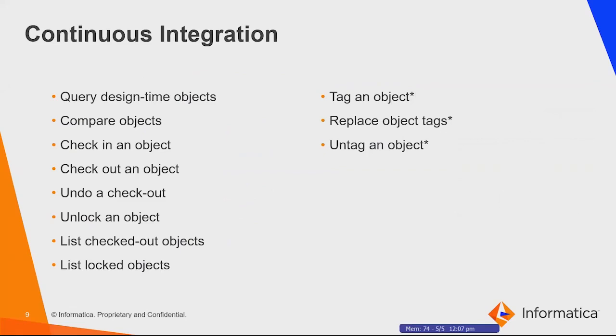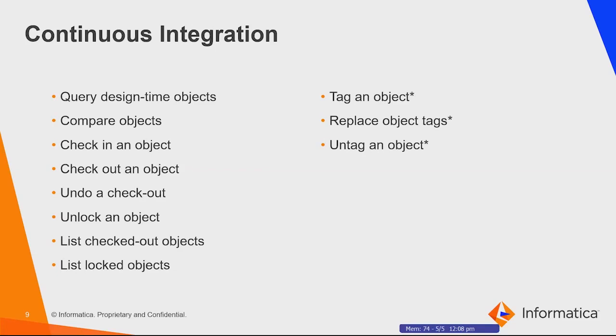Let's understand what features are available for continuous integration in Informatica. Continuous integration, as we understood, involves the design time object. So most of the features provided by Informatica relate to design time object operations. For example, we can query the design time object, compare objects, and do check-in and check-out. We can also undo and unlock the object if the version control system is configured for one particular MRS.